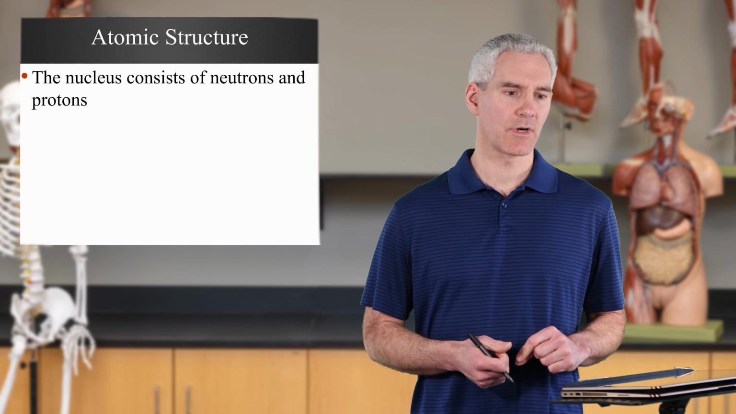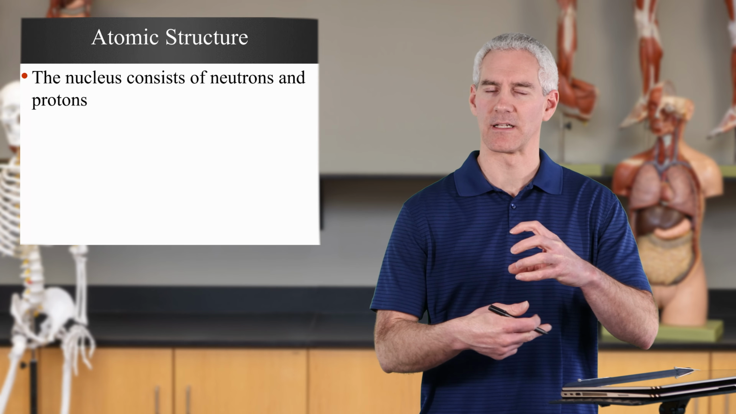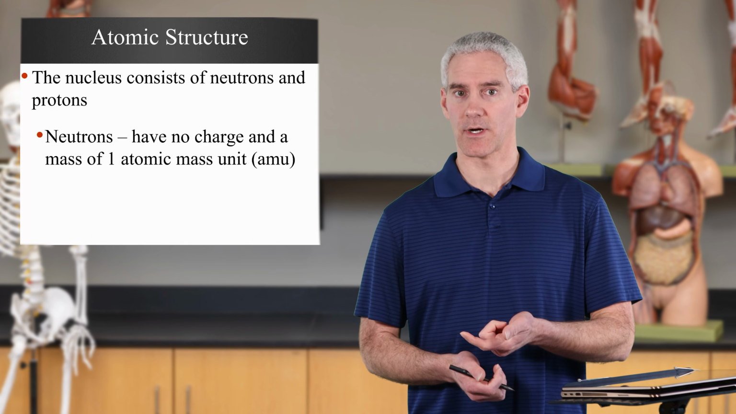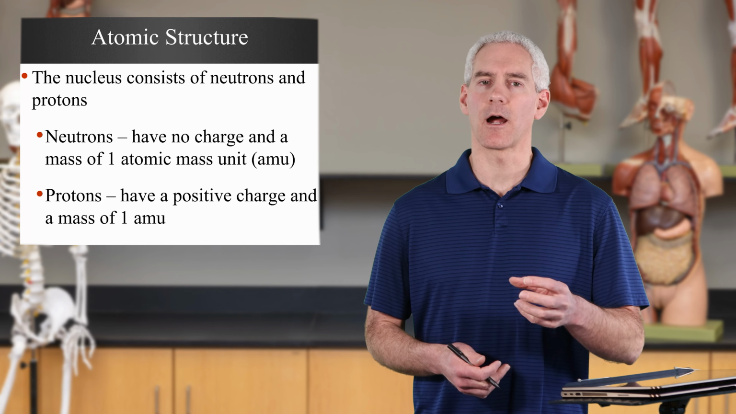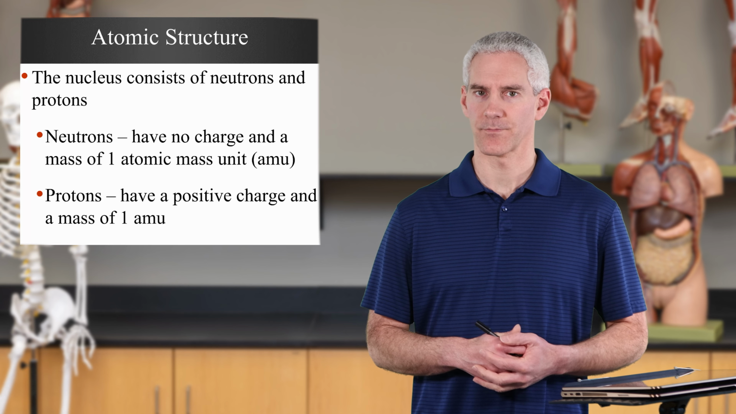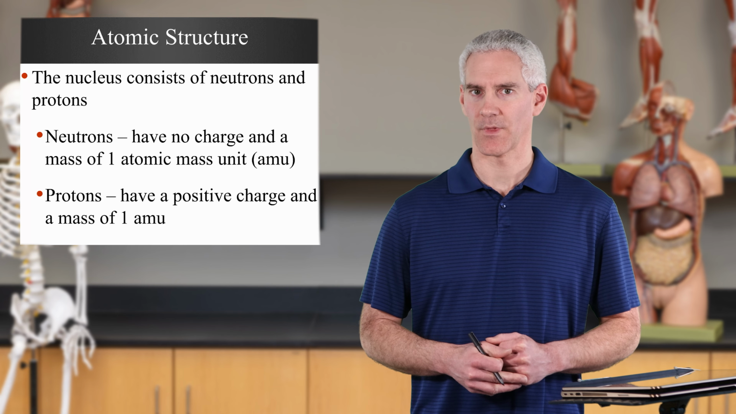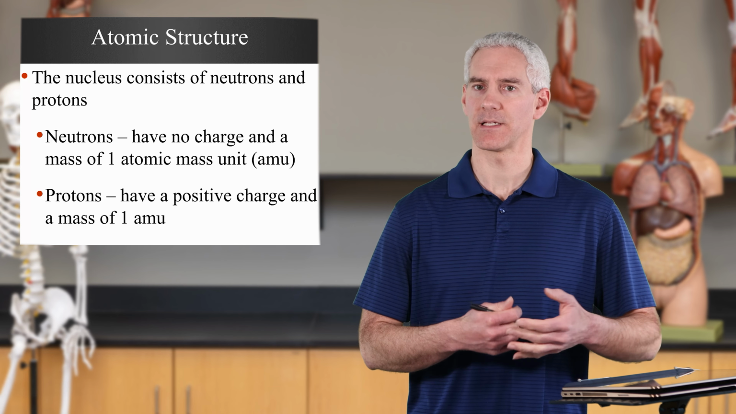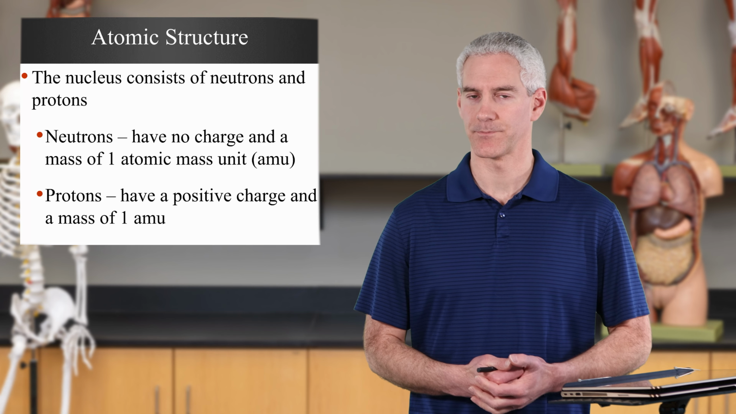Now, the atomic structure is going to have a nucleus, the central core, and then you can have electrons going around it. The core is made up of neutrons and protons. Neutrons are going to be neutral. There's no charge. But the neutrons are each one atomic mass unit, which means each neutron is one AMU. The protons do have a positive charge, and each proton, you can see here, is one AMU also.